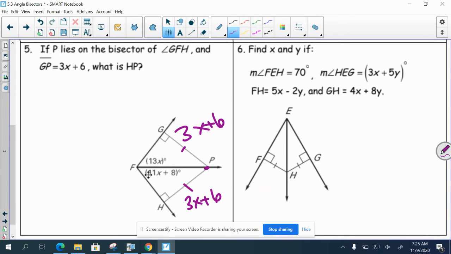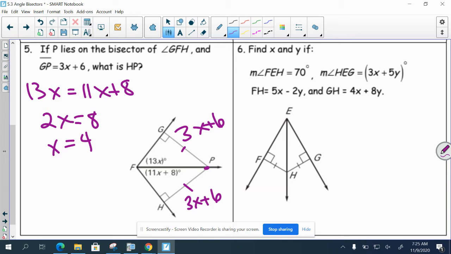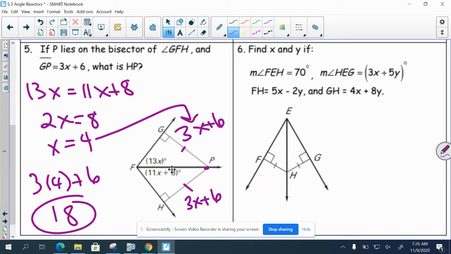So one thing we could do, if we know that this is an angle bisector, we could say 13x equals 11x plus 8. So that'd be 2x equals 8, and x is 4. So if x is 4, and they're asking for HP, then we could plug just 4 into x here. So 3 times 4 plus 6 would be 12 plus 6 is 18. So HP, since GP is 18, then HP would be 18.